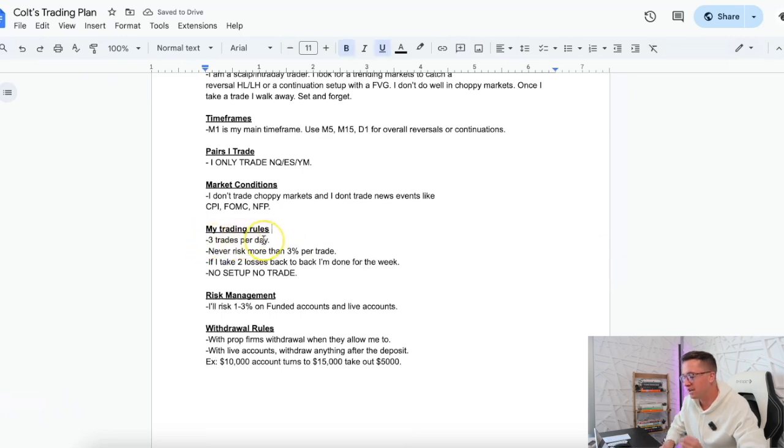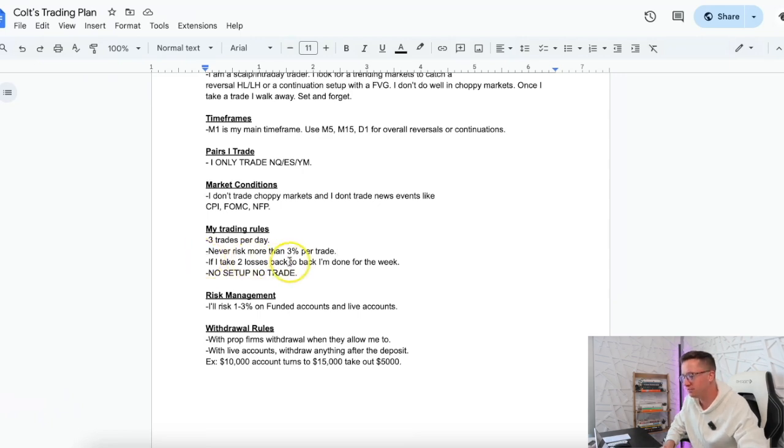3 trades per day max. Never risk more than 3% per trade. This one right here is very important, and I would suggest that you guys just copy my exact trading rules. Don't try and overcomplicate it. Guys, keep it super simple. Just copy some of the rules that I have right here, and if you need to add in your own rules, you can definitely do that.